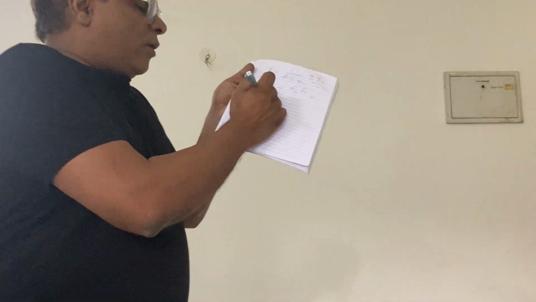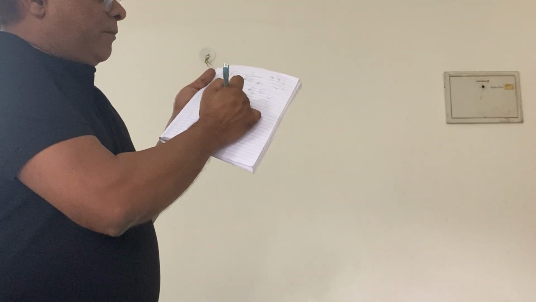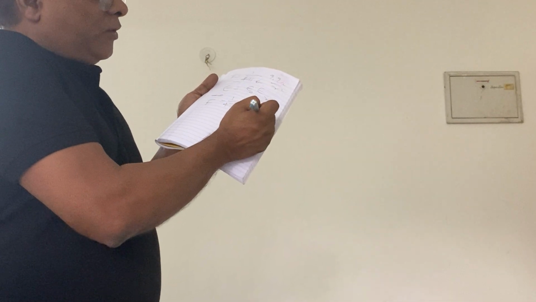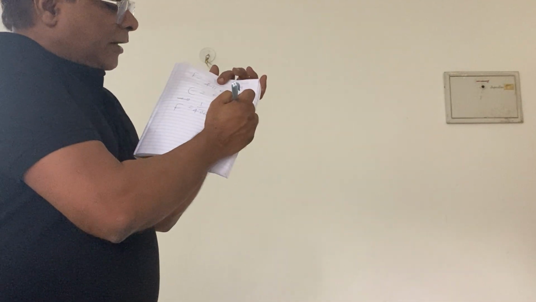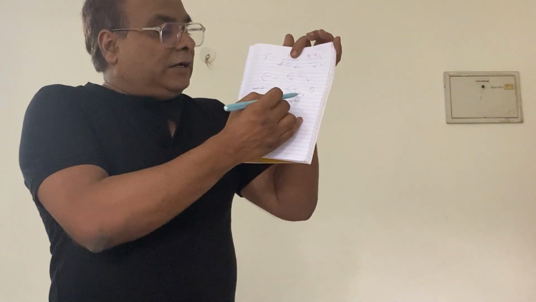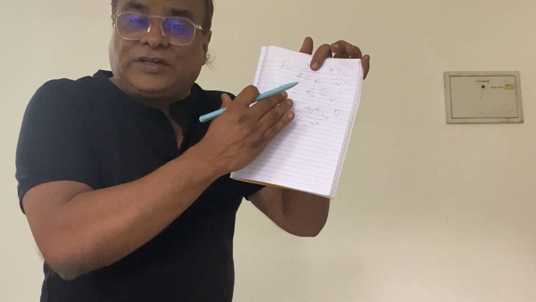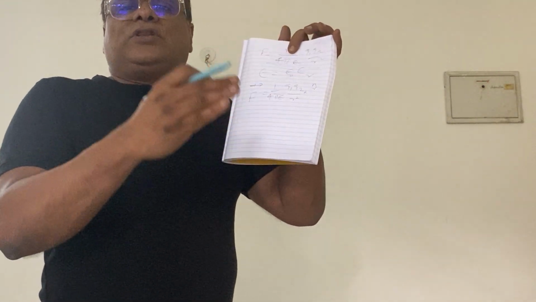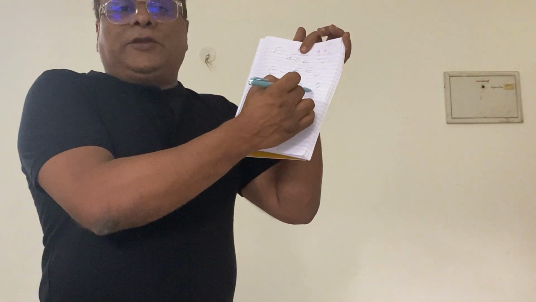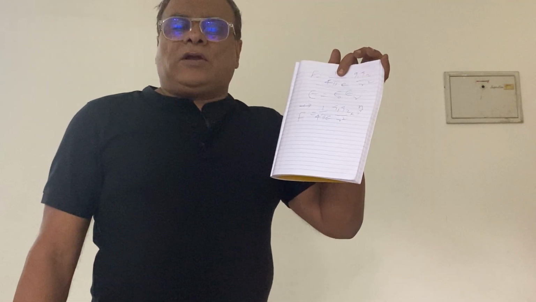In vector form, Coulomb's law is denoted by vector F is equal to 1 by 4 pi epsilon Q1 Q2 divided by R square into R cap. R cap is a unit vector from the positive charge to the negative charge. So the direction of the repulsive force is denoted by the unit vector R cap. This is all about Coulomb's law.